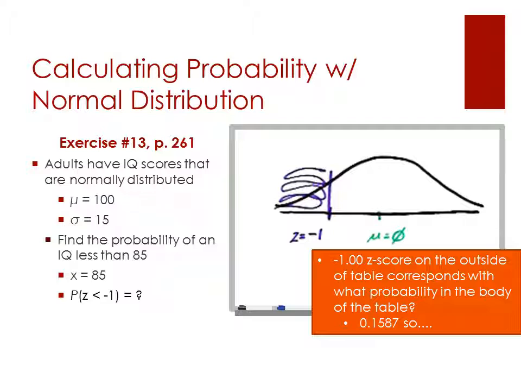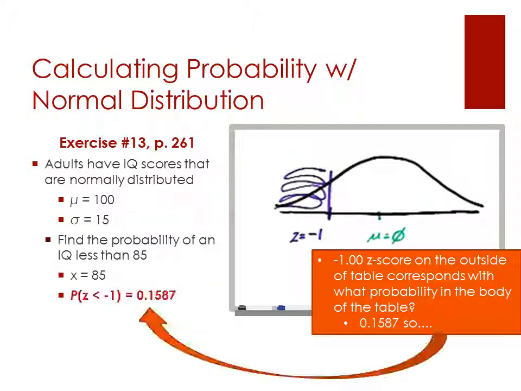All right, you should have gotten 0.1587, so that is our probability for this problem. So the solution for a problem like this is going to look exactly like we have here. It's going to be probability of z, making sure you get your proper directional symbol in there, less than, greater than, right? -1, because -1 is the corresponding z value for the x of 85, and then the probability that you got from the z distribution table.